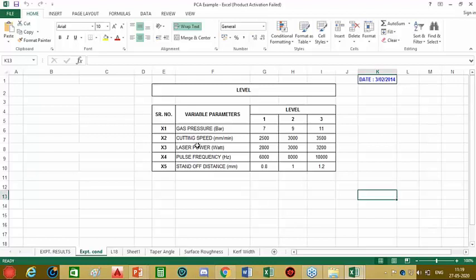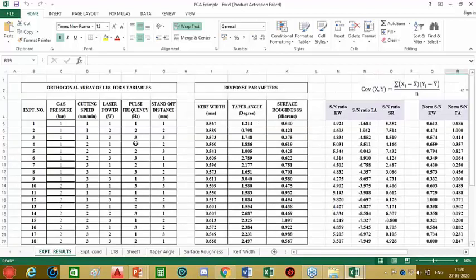So gas pressure is there, then cutting speed is there, which varies from 2500 to 3500 mm per minute. Then laser power, pulse frequency, and standoff distance. Accordingly, the values of all these variables corresponding to their coded levels are mentioned in this table. Since we have 5 variables and every variable is considered at 3 levels, the number of experiments required here is 18 by the Taguchi method. It means that we will be using the L18 orthogonal array.